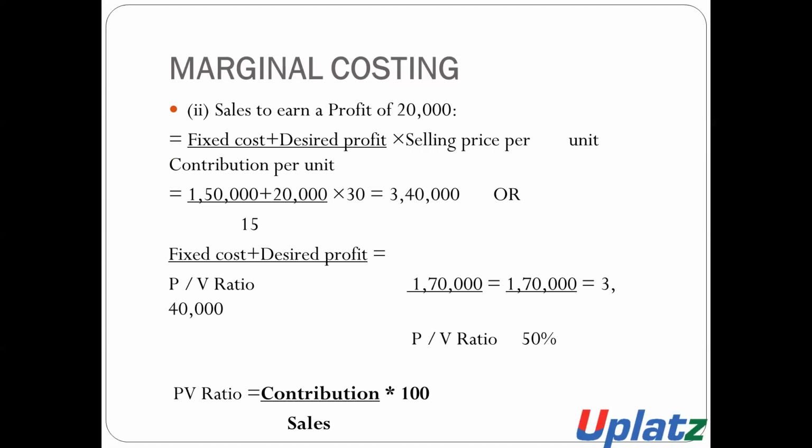PV ratio. The PV ratio is contribution divided by sale into 100. Amount of contribution is 15 rupees and sale is 30 rupees. Then it will be 50%. Then fixed cost plus desirable profit is 1,50,000 plus 20,000, 1,70,000, divided by the PV ratio. PV ratio is 50%.